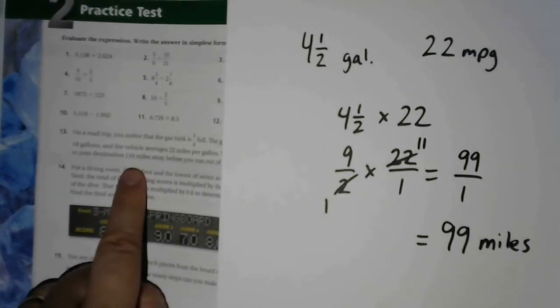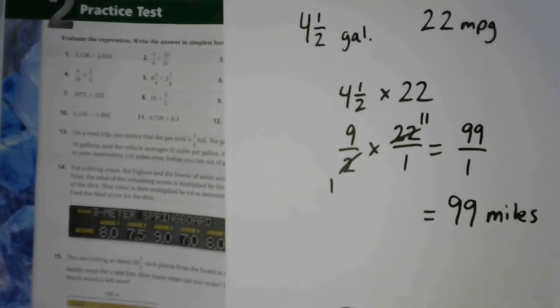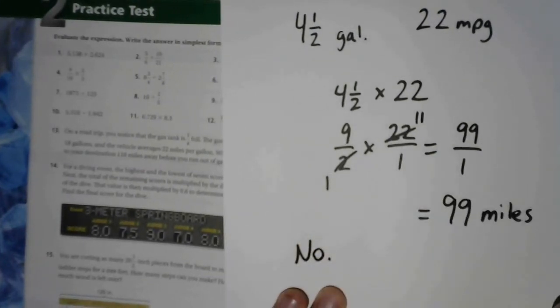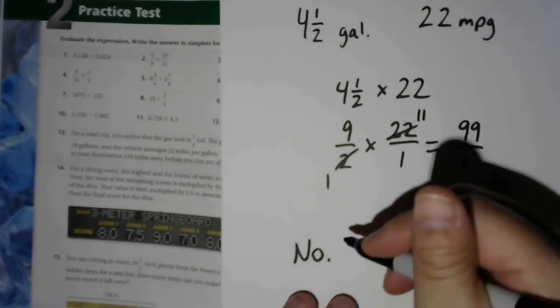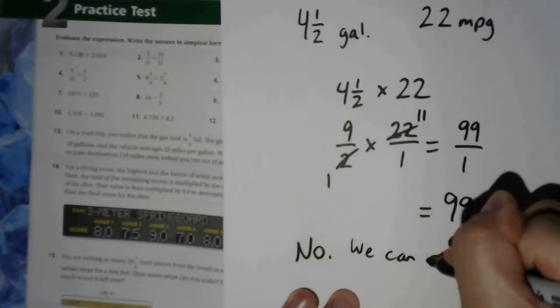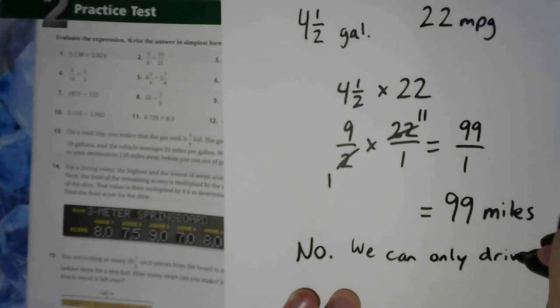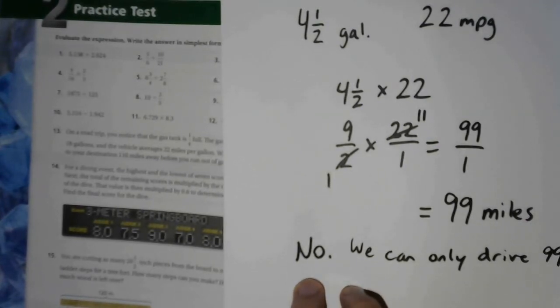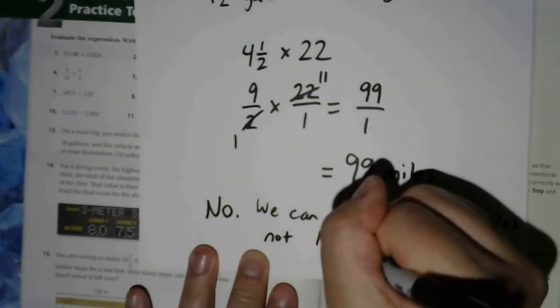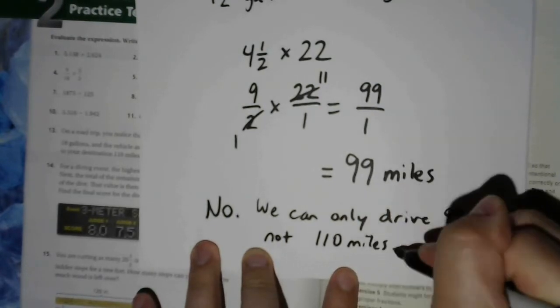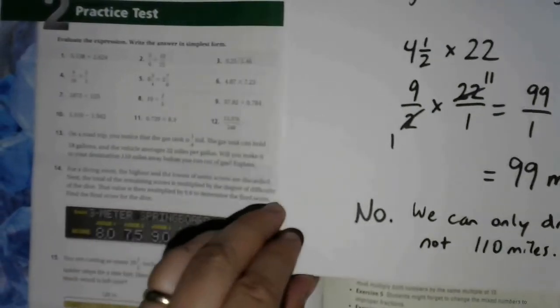Now in the book it says, can we go 110 miles away? My answer would be no. We can't go 110 miles because we can only go 99 miles. So I could write that out in my answer here. We can only drive 99 miles, not 110 miles. There we go. So obviously we could write our answer out because we did the math, we solved it, and we know we don't have enough fuel. Let's move on.